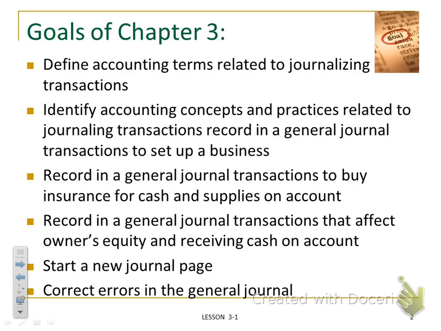The goals of the chapter are to define accounting terms relating to journalizing transactions, identifying accounting concepts relating to journaling transactions and using a general journal, recording transactions in a general journal for insurance, cash, and supplies on account, as well as recording transactions that affect owner's equity. In sections 3-4, we will learn about starting a new journal page and correcting errors in the general journal.